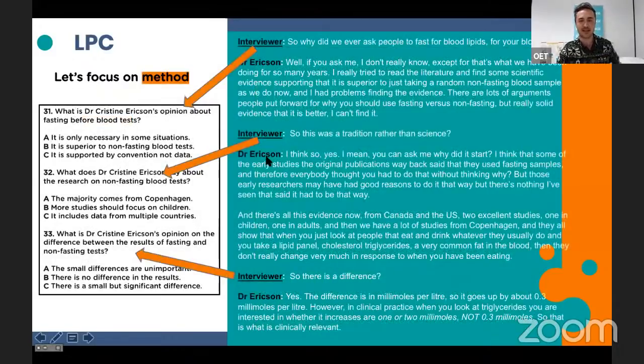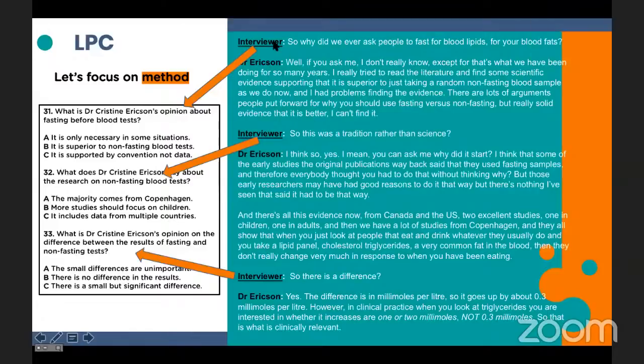Before we look at the answers, let's first of all focus on that method again. Wait. Let me get out my spotlight. You can see here the interviewer says, so why did we ever ask people to fast for blood lipids, for your blood fats? So here, we know we're on question 31. Here, the interviewer then says, so this was a tradition rather than science? So we know we've shifted to 32. And then here, so there is a difference. We know we've shifted to 33. So that's the interview style, pretty straightforward.